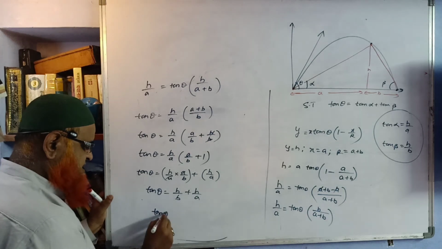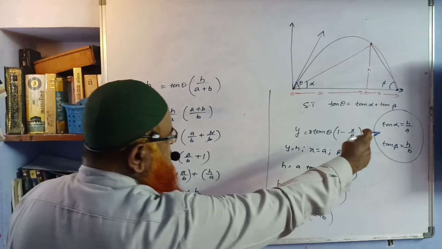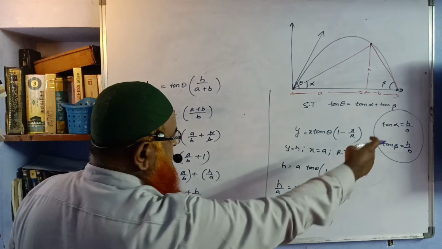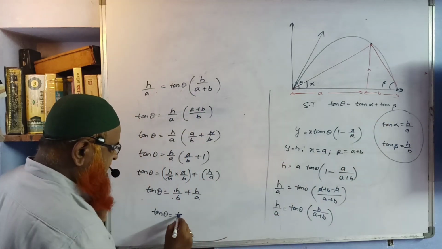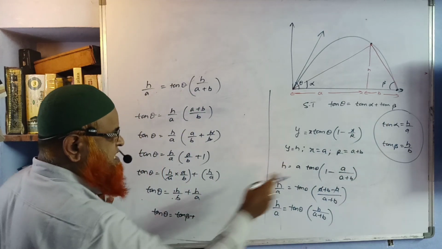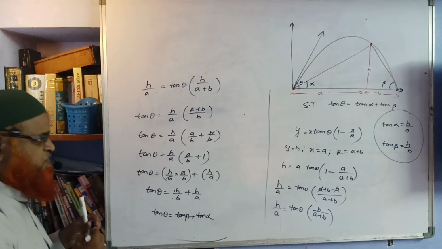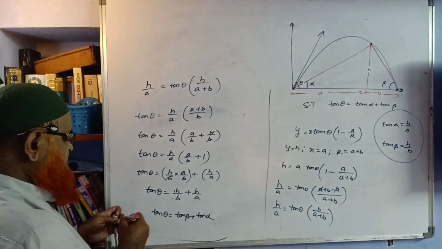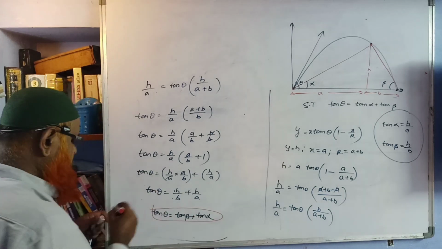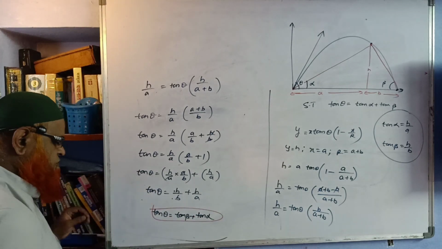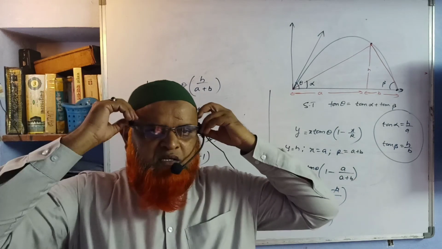So therefore you can write tan theta, h by b can be written as tan beta here, plus h by a you can write as tan alpha. So hence we have proved that tan theta is equal to tan alpha plus tan beta. Okay, thank you very much. I think you understood. It's a very simple concept.